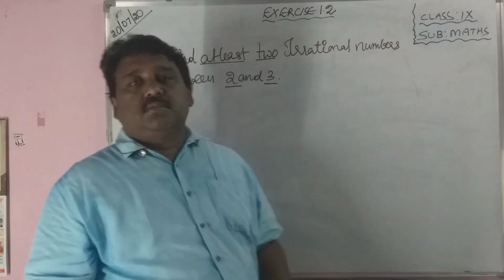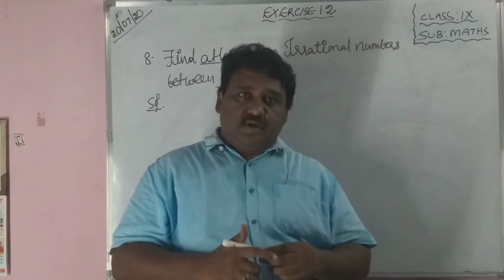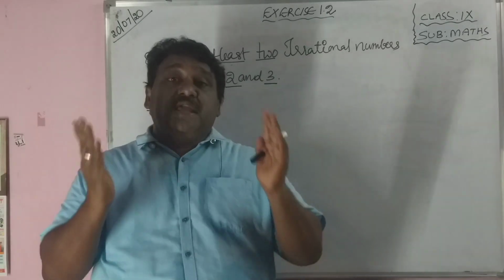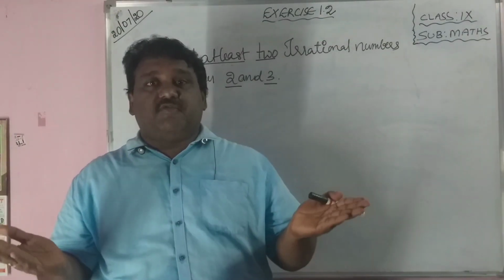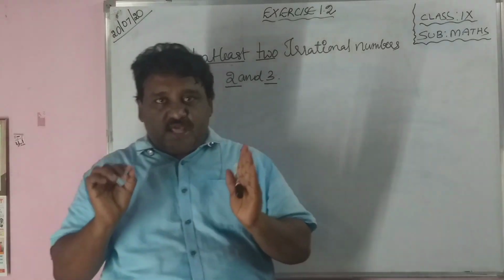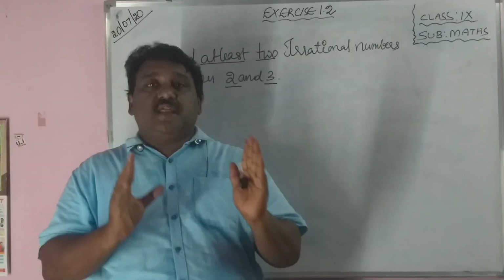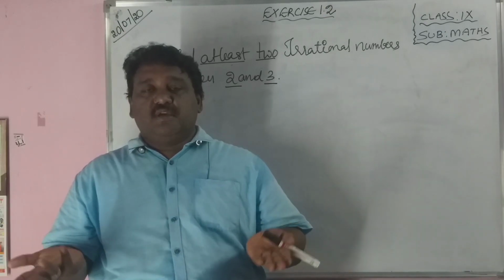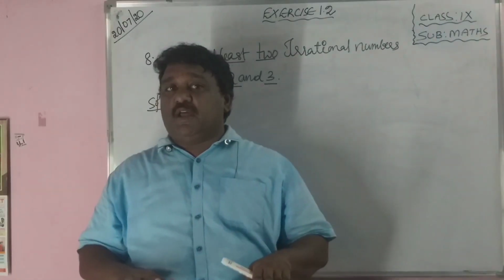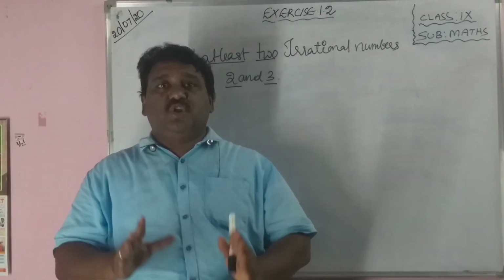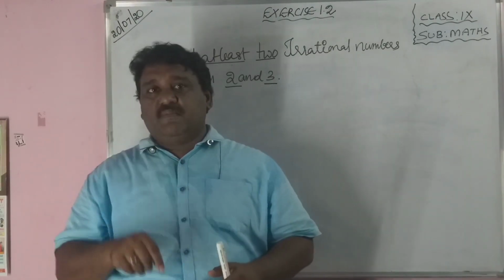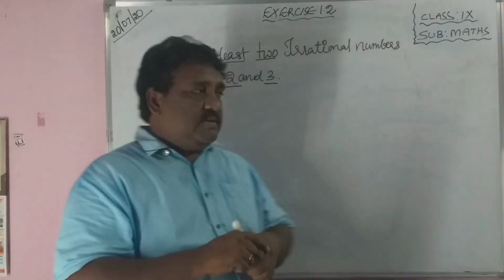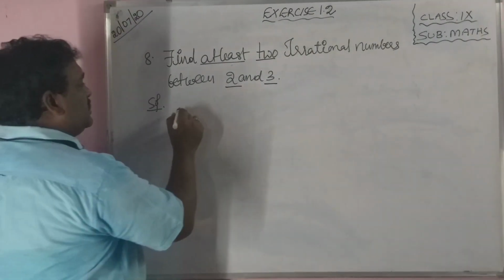What is 2? A rational number. What is 3? A rational number. How many irrational numbers are there between 2 rational numbers? There are infinite irrational numbers between any 2 rational numbers. What is the irrational number formula? I told you in the introduction also: root AB. So, see the solution.